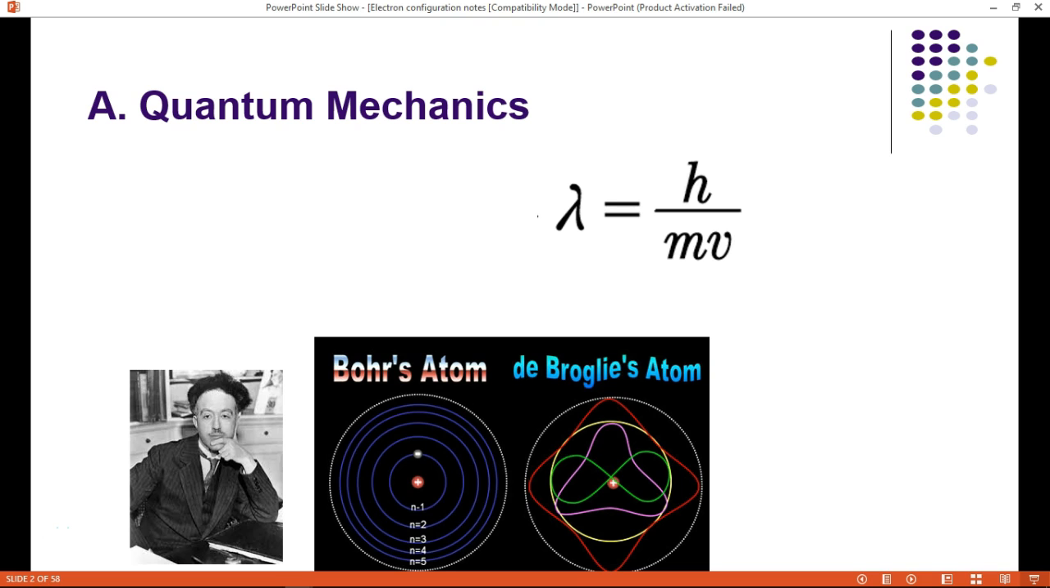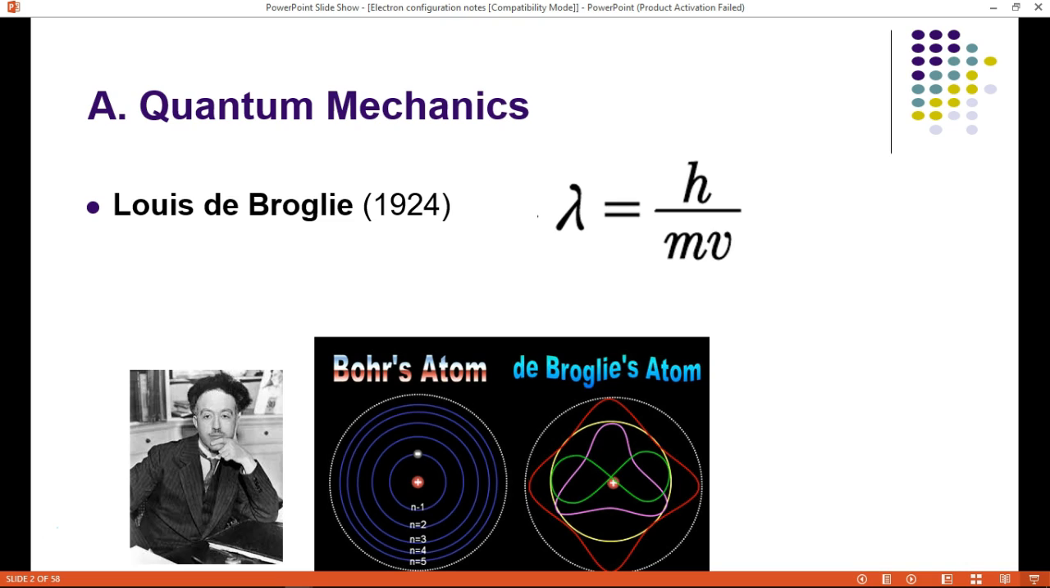Before we do that, we need to talk a little more about the quantum mechanics behind this, and we're just going to barely touch on this. In 1924, Louis de Broglie, and that's French, so I'm not saying that quite correctly, just took Bohr's model of the atom and said that there's more to it.